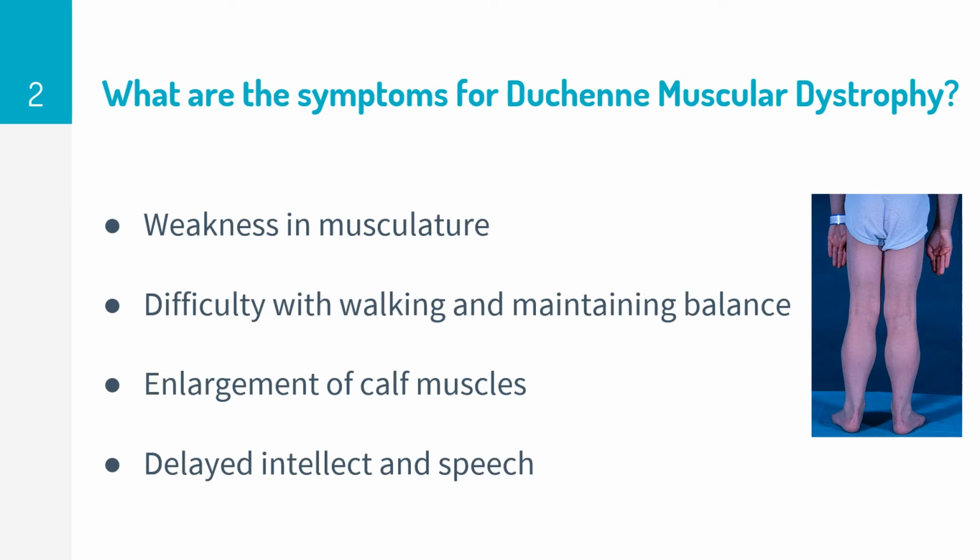And as you can see by this image, this patient's calf muscles are larger than they should be. This is due to the buildup of fibrous tissue in place of muscle within the legs. So the calf muscles actually take on this firm appearance. And then a final symptom is delayed intellect and speech. According to one source, 50 to 70% of children with DMD have delays in speech and intelligence. So this is something that we also have to consider when looking at this disease.